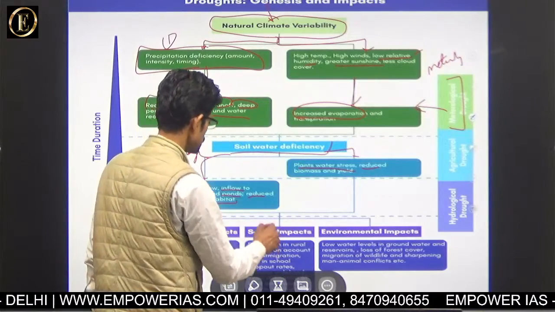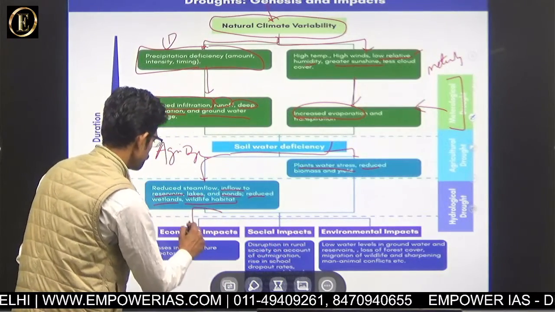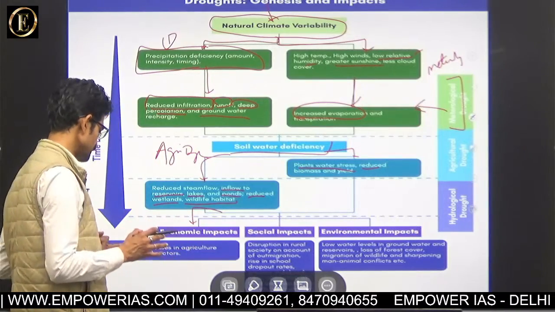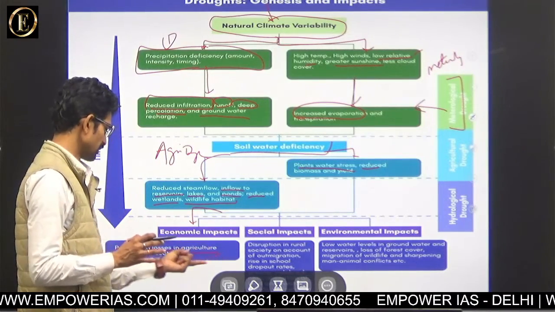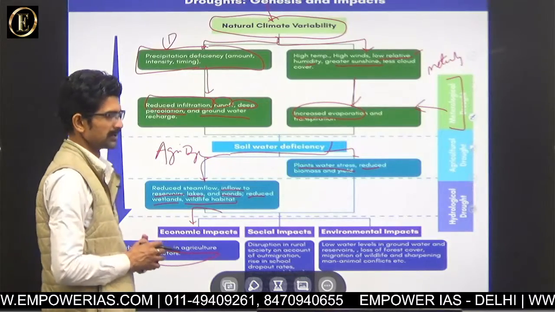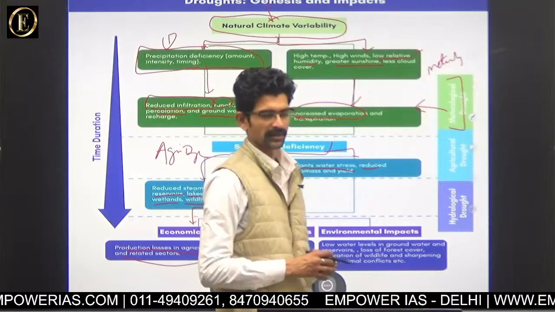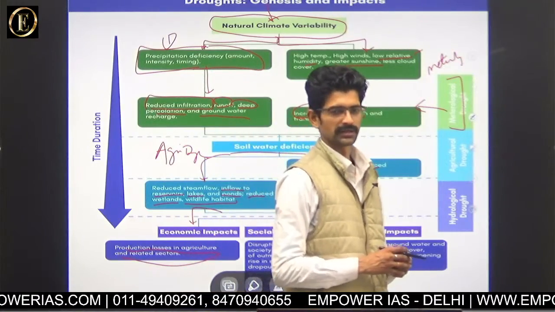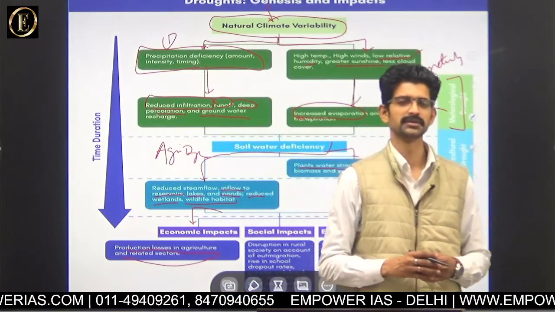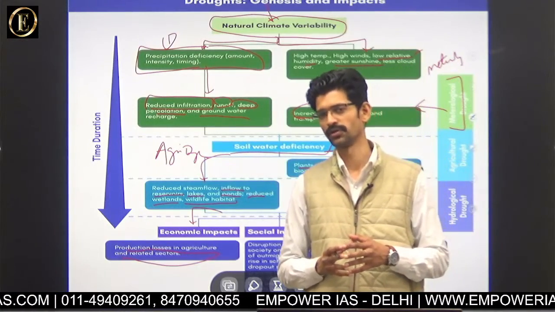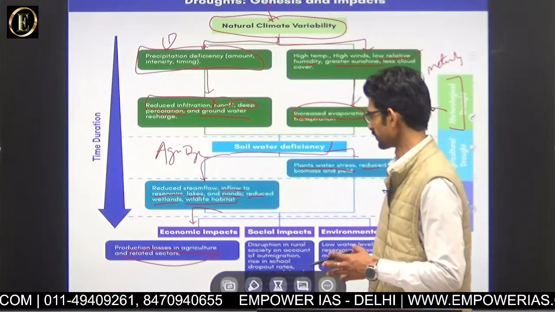Then there is economic impact. तो इकोनॉमिक इम्पैक्ट क्या हो रहा है मित्रों? That is production loss in the agriculture and related sectors. सपोज there is a kharif crop और उस टाइम अगर रेनफॉल नहीं हुई तो there is deficiency in rice cultivation, there is decrease in cotton and there is loss of economic revenue from the agri field.